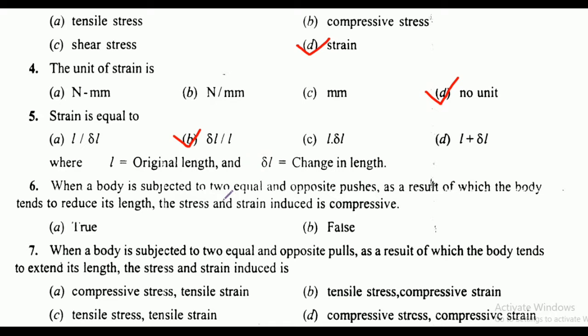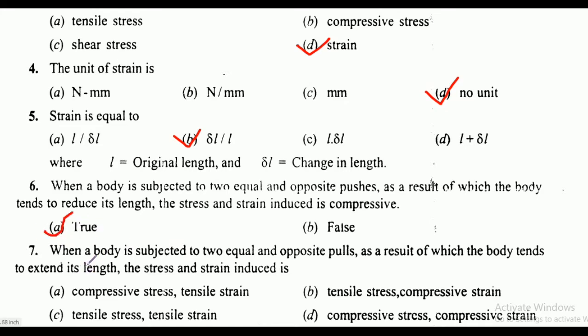Next is question number 6. Here, when a body is subjected to two equal and opposite pushes, as a result of which the body tends to reduce its length, the stress and strain induced is compressive. Here friends, options are true or false. So here the correct answer is true.